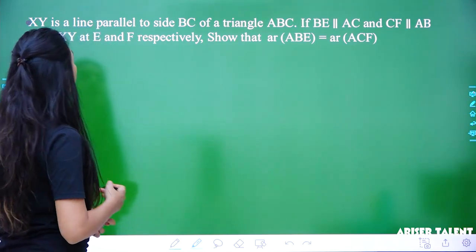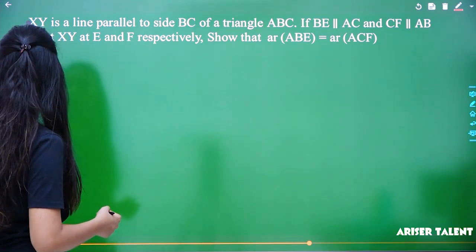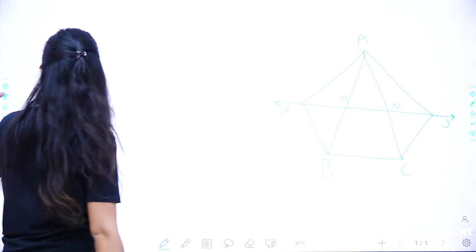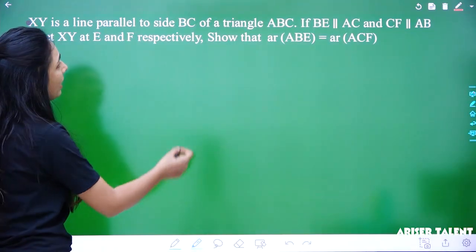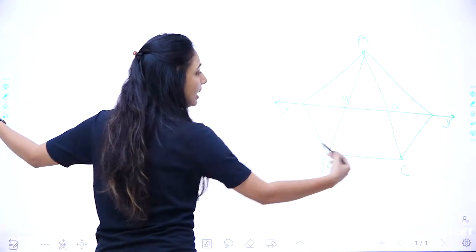So here XY is a line parallel to side BC. I have drawn the diagram for you. Here XY is the line which is parallel to BC, and we have triangle ABC. The triangle ABC is this triangle.